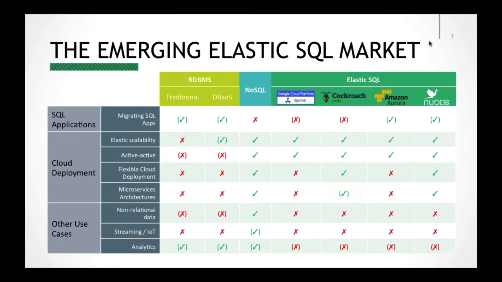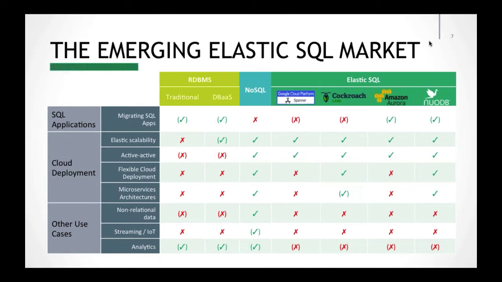And then from Elastic SQL, you have Google Cloud Spanner, Cockroach, Aurora, and NuoDB. I'm not going to go through the different check marks and X's, but in general, with Google and Amazon, you are locked into their platform. So you are limited to using the database in their environments, and that's fine if that's the cloud platform that you choose, but it makes migrating between cloud platforms hard.